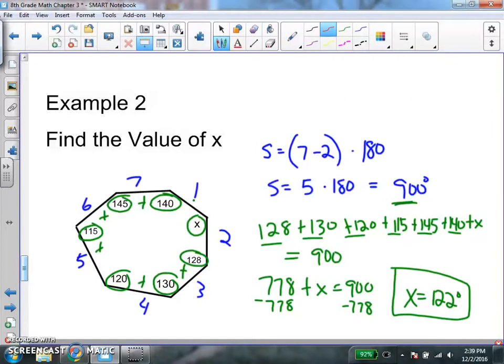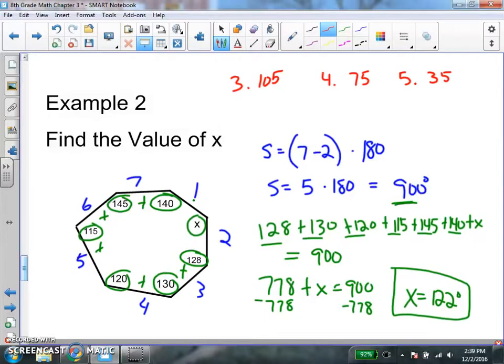Alright, for the on your owns, it was numbers 3, 4, and 5. For number 3, you should have gotten 105. For number 4, you should have gotten 75. And for number 5, you should have gotten 35. Hopefully, you got those answers. If not, feel free to ask me. I can help you out.